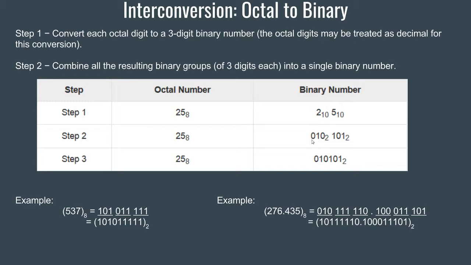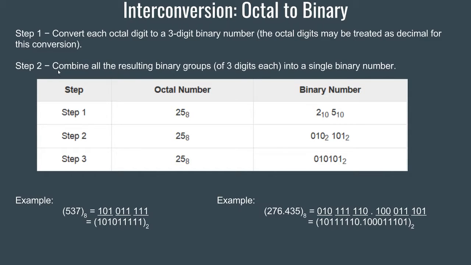Now we have written it as 010 because it is octal, and for octal we always make groups of 3, because its base is 8 and 2 to the power 3 is 8. So over here we have 2 as 010 and 5 as 101, because 101 is the binary equivalent of 5. So we have covered the first step, that was to convert each octal digit to a 3-digit binary number. This 2 has been converted to 010 and 5 into 101.